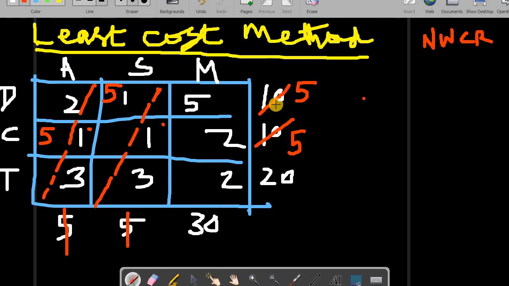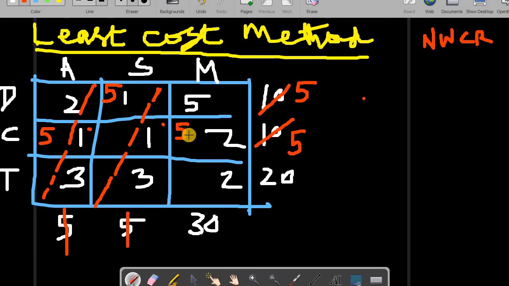Now look at the remaining left out cells here: this one, this one, this one. Among these, which is the least cost cell? It is 2 rupees, 2 rupees only, so we can assign whichever we want. I am taking this one. How to assign? The minimum among availability and demand. The minimum is 5, so I am writing 5 here.